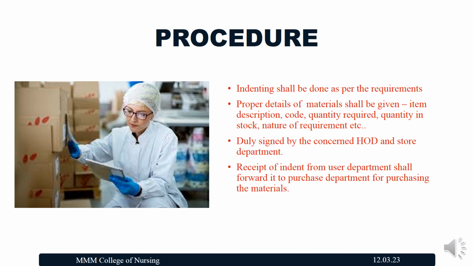Okay, now we are going to discuss the procedure. What is the procedure for indenting? Indenting shall be done as per the requirement. Proper details of material shall be given: item description, code, quantity required, quantity in stock, nature of requirement, etc. While indenting, we should specifically mention the thing. For example, for a syringe, 2 ml, 5 ml or 10 ml syringe. What type of syringe is needed, all those things we should mention.